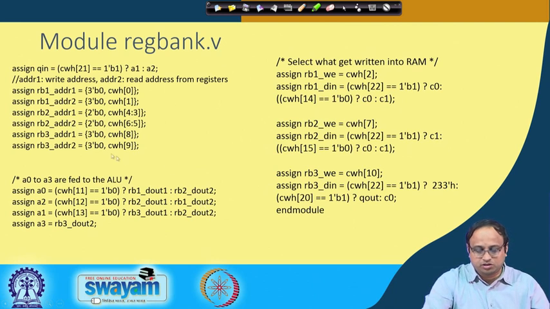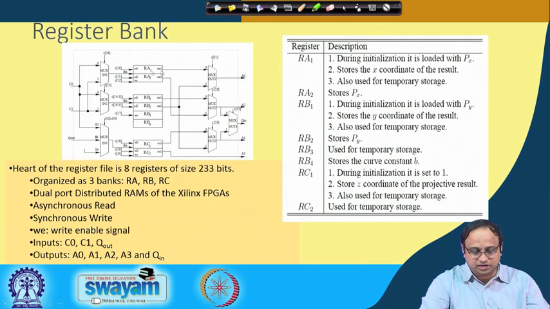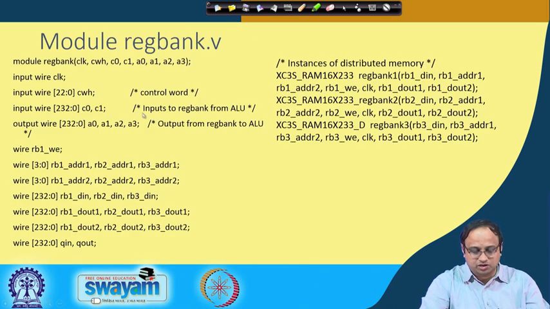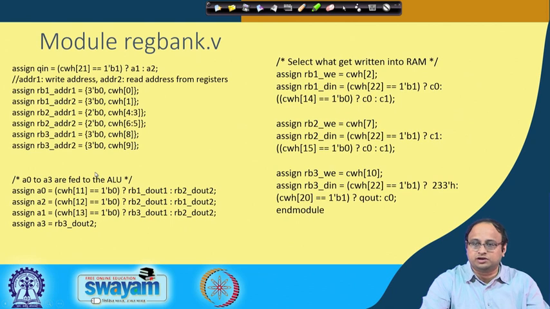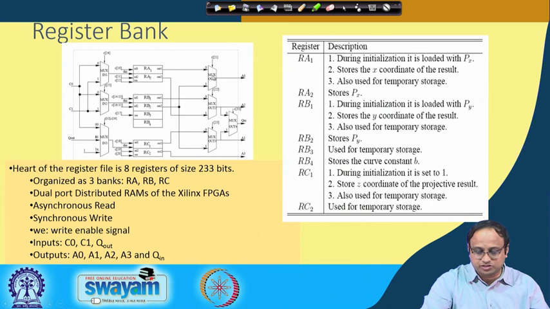With this background, you can see there are descriptions based upon the architecture. If you see this architecture, these are the corresponding Verilog codes which have been written to describe the hardware of the register bank. For example, you can see how A0 to A3 are fed to the ALU. These are nothing but multiplexers, and the multiplexers have been written using an assign statement in Verilog. So these are the descriptions of these multiplexers.